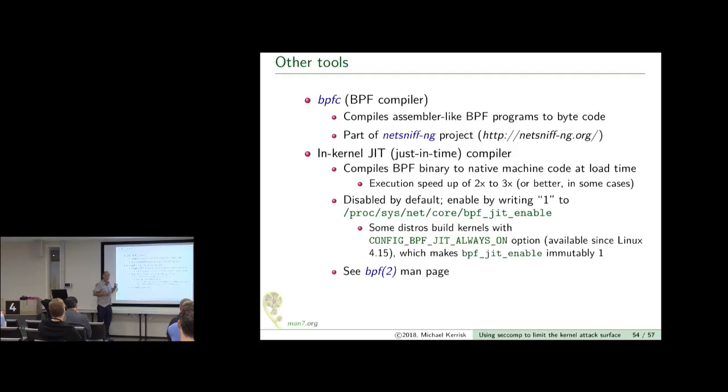I've seen even better than that in some of my test cases at least. The JIT compiler on most architectures used to be disabled by default. You can now enable it by writing 1 to a certain file. A lot of modern, recent distributions have actually set a kernel option, available since a few releases, to have the JIT compiler always on.